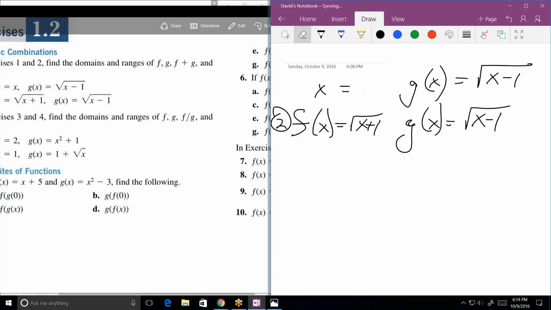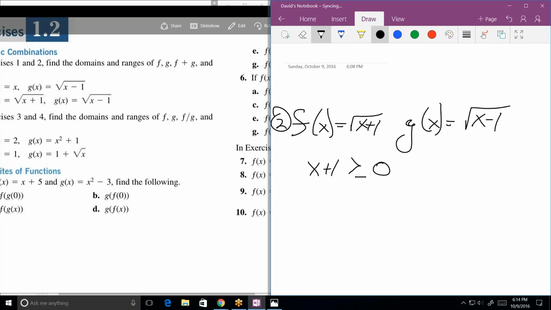Okay? So we've done that one, we've done that one. How about 2? Give me an inequality for 2. So x plus 1 can be greater than or equal to 0. Correct, solve that. So then, hold on.